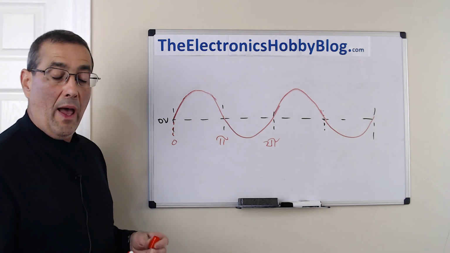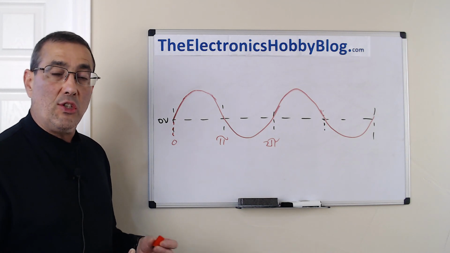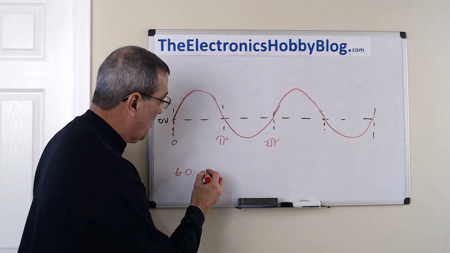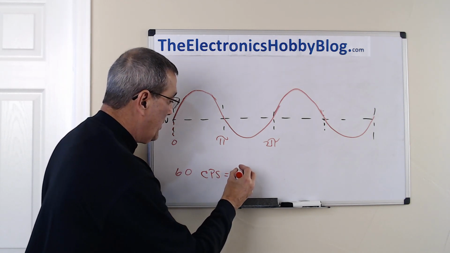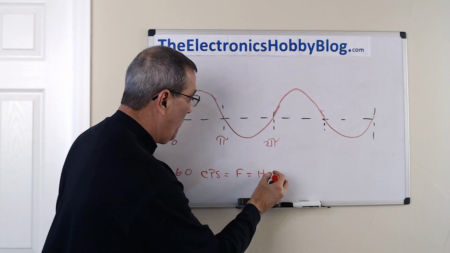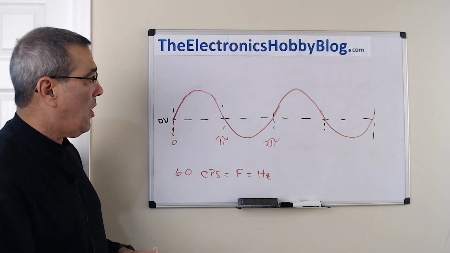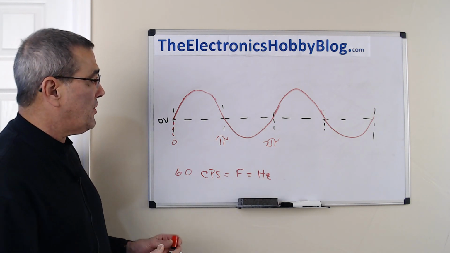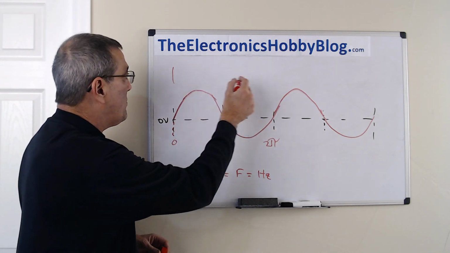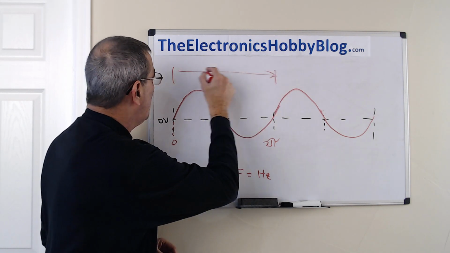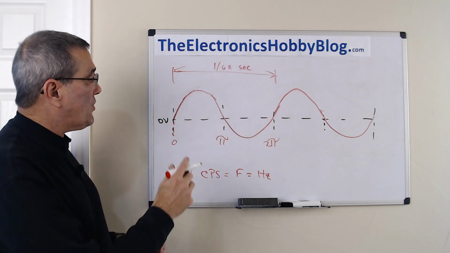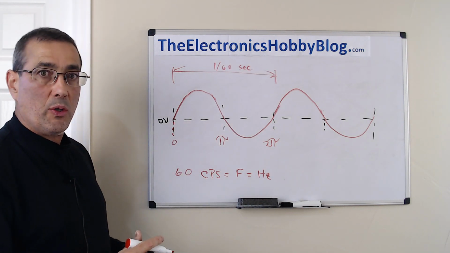So for the outlet voltage, what's coming out of your wall is about 60 hertz. And so 60 hertz would be 60, in this case we're talking cycles per second, which is equal to the frequency in hertz, right? So the other term we use for cycles per second is called hertz. So what comes out of your wall is 60 hertz. That means 60 sine waves like this in a second, which means that this is 1/60th of a second. Okay?